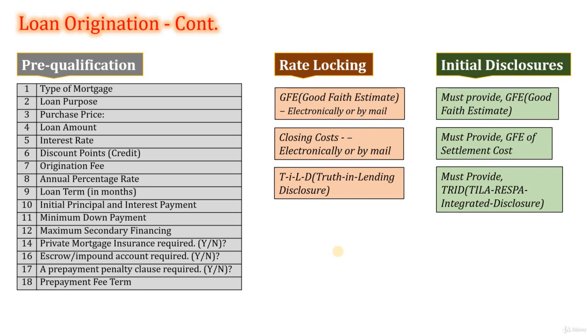The lender is also required to give you the government publication, a home buyer's guide to settlement cost, a detailed discussion of the home buying process and the closing cost, and the truth in lending disclosure, a document that discloses important terms of your loan. All right, so next thing is initial disclosures.